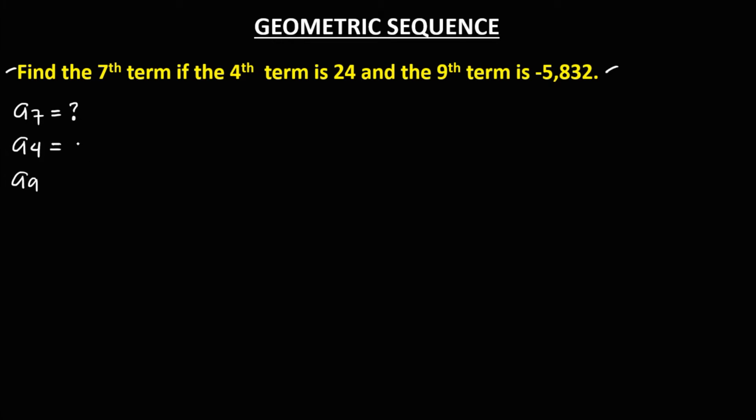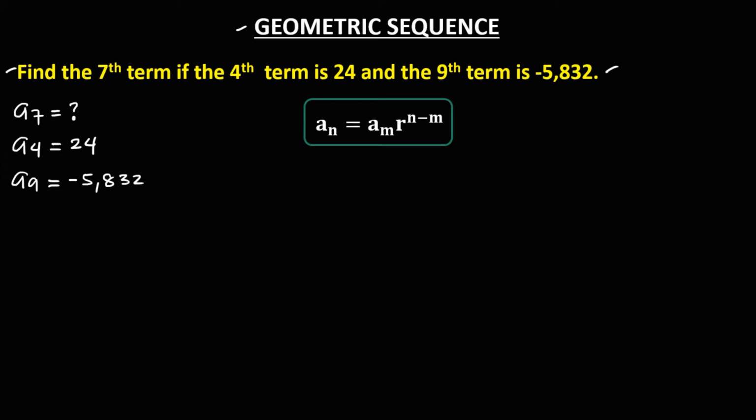Then for a sub 4, that's 24, and the ninth term is negative 5,832. Since this problem is a geometric sequence, observe that from the given there is no first term, a sub 1. So to solve this problem, we're going to use this formula: just replace a sub 1 by a sub m, then times r to the power n minus m. Take note that n is greater than m.